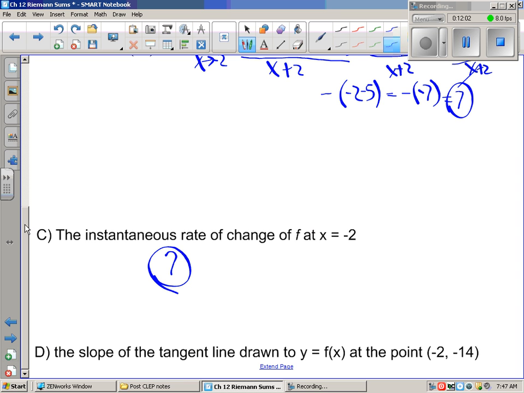How about this one? The slope of the tangent line drawn to the line y equals f of x at the point negative 2, negative 14. Guess what? That's exactly the same question as well. I just want to point out that there are 4 different ways to ask all the same thing, and you need to be able to interpret that to mean the same thing.